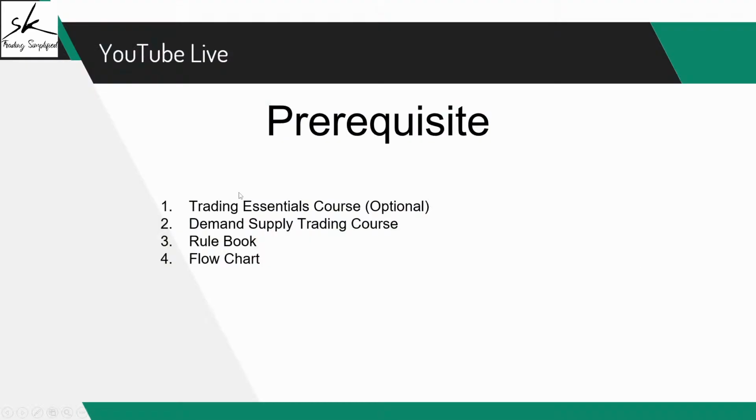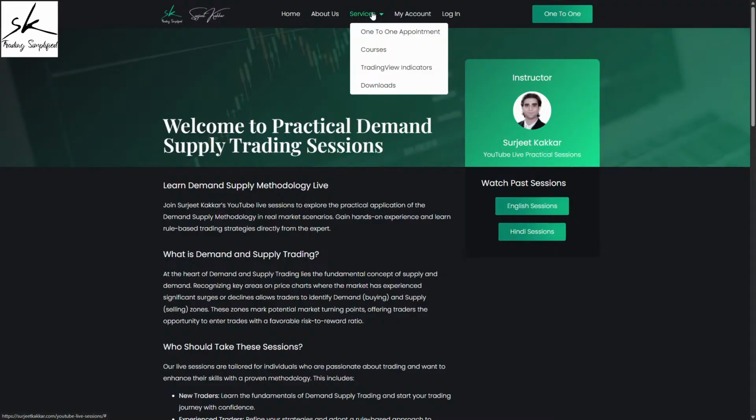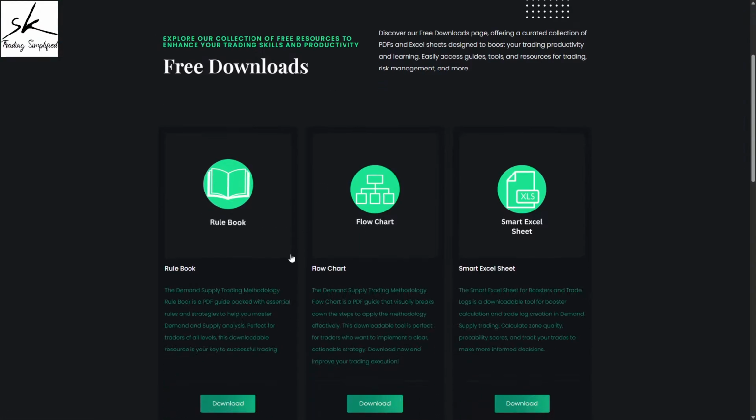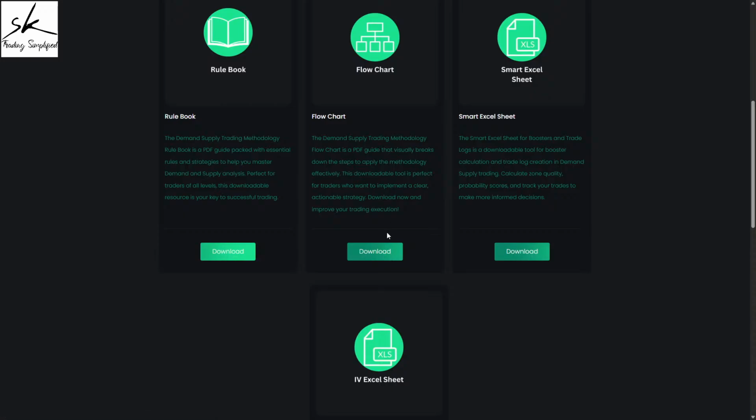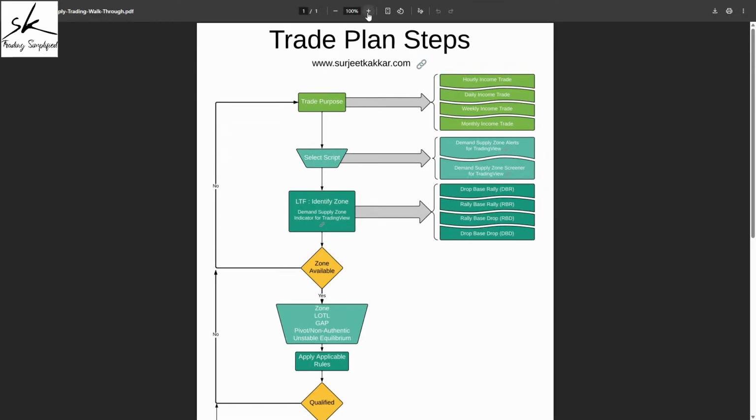Now, during the live sessions, you will also see that I use two documents, the rulebook and the flowchart, and they help us plan trades very mechanically and rule-based. Now, how can you download these documents? Again, very simple. On our website under services, you have the option for downloads. Here you can see the first one is your rulebook. You can download it. Second one is your flowchart. You can download it.